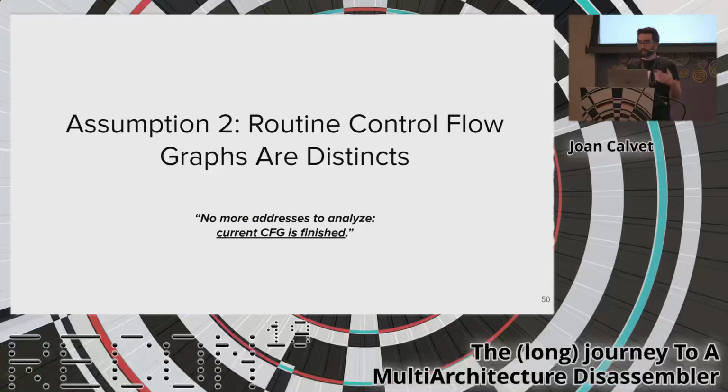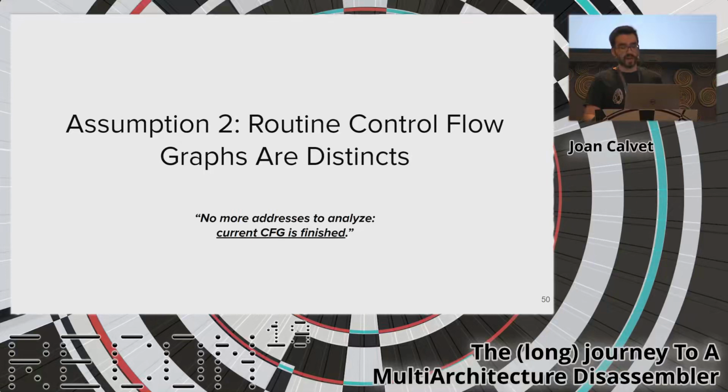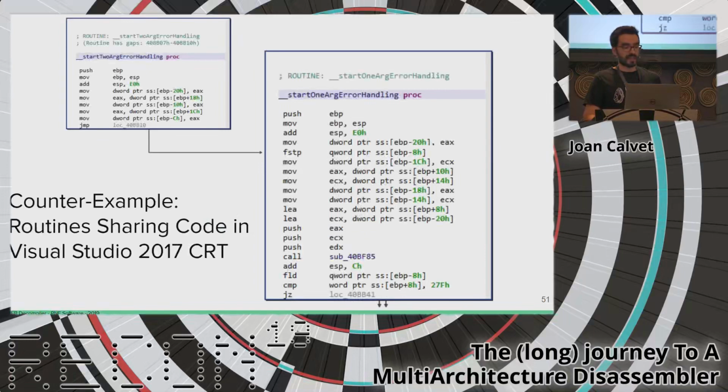So the second assumption we made was to consider that routine control flow graphs are necessarily distinct. When we had no more addresses to analyze for routine one, we consider it done, as if we were not to touch its control flow graph again. But in reality, it can be more complex. For example, there is a case of two routines sharing code. Once again, it comes from Visual Studio x86 C runtime code, so nothing particularly exotic.